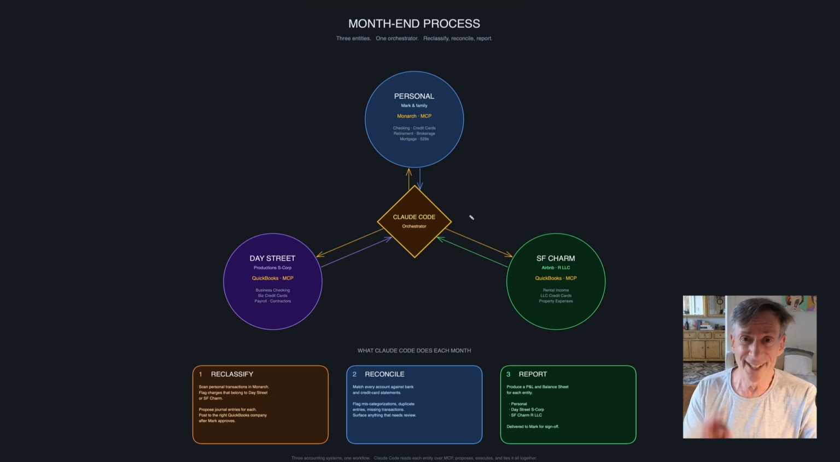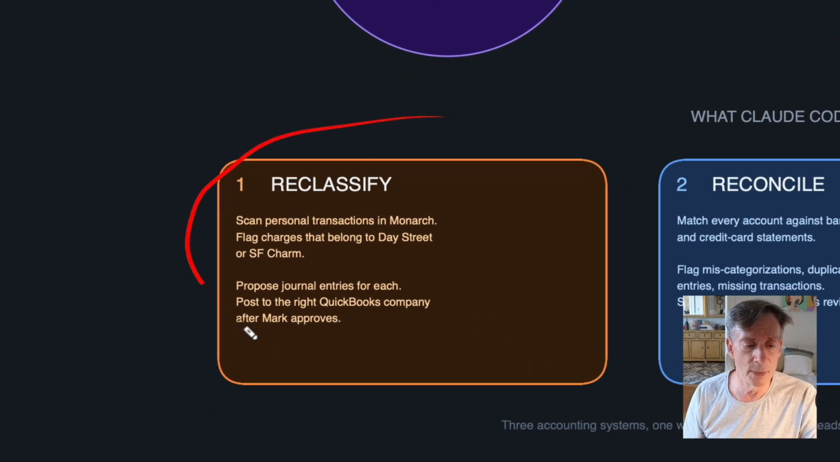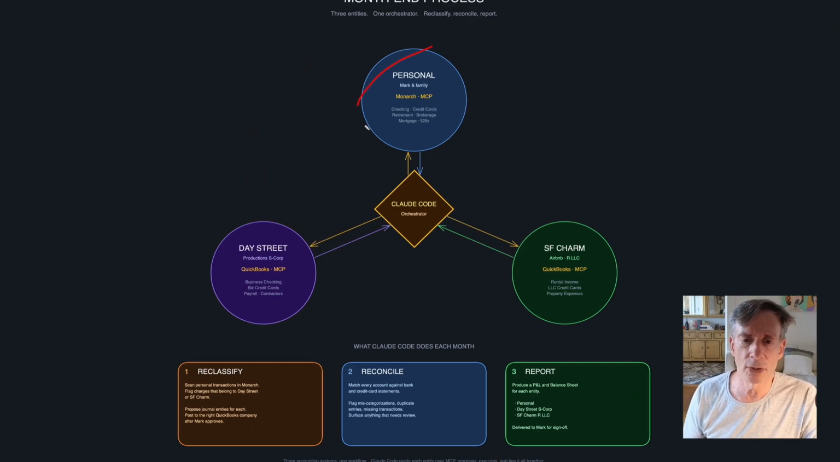But here's the big thing and the big difference. One thing I constantly have to do is reclassify, which means a lot of times we end up paying for something out of personal accounts that belong in my business account or the Airbnb.